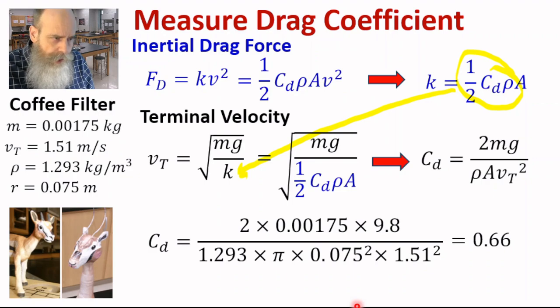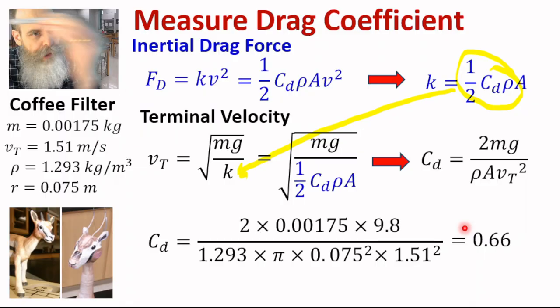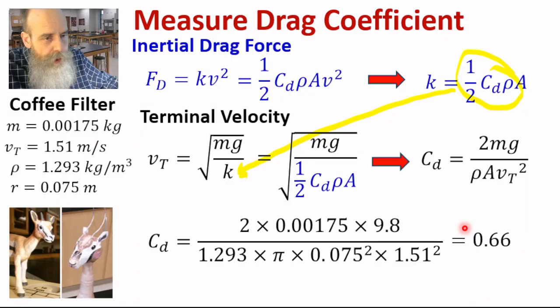Yes, Giselle, I think you are correct. It makes sense, because for a sphere, CD was 0.5, and for a cylinder moving along its length, in the lengthwise direction, it was 0.8. I think it's a good model of the coffee filter to be somewhere between the sphere and the cylinder moving lengthwise. So between 0.5 and 0.8, it makes sense. So I think 0.66 is a good answer. Okay, let's continue.